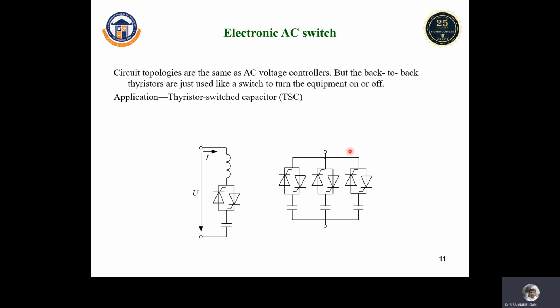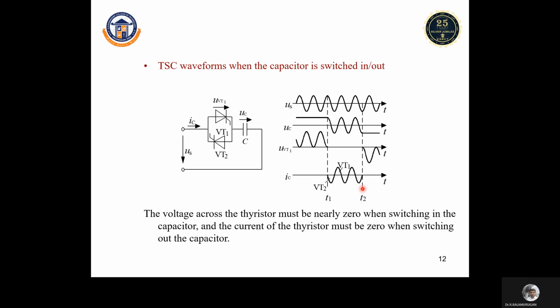Like a fan regulator, a ceiling fan regulator, we can use this electronic AC switch, which is nothing but anti-parallel connected SCRs. So you can see here. This is nothing but an electronic AC switch, because for the positive half one side will be conducting, and for the negative half the other will be conducting. Suppose if it is 3-phase, we have to connect 3 different connections, that is 6 switches, all of them anti-parallel connected SCRs.